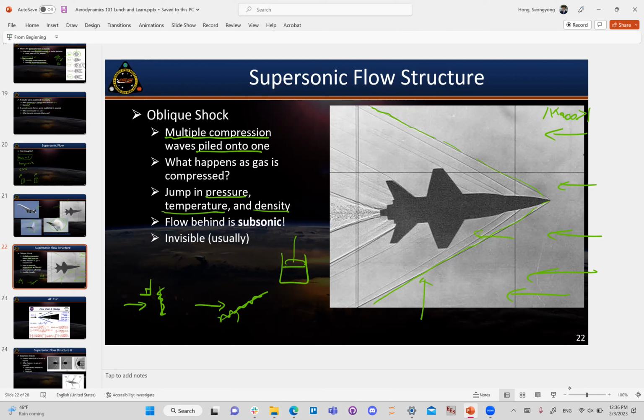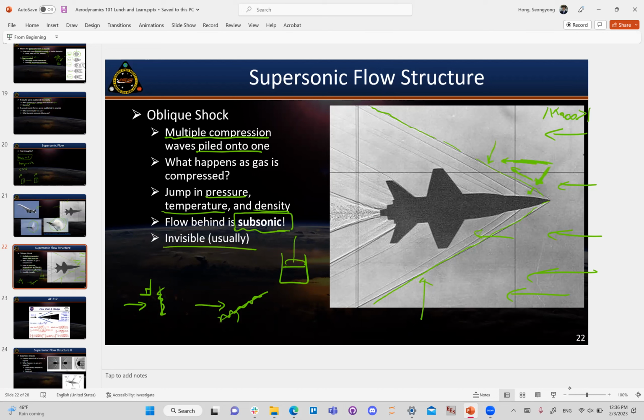And surprisingly, the flow actually turns, well, hang on a sec, this is not entirely accurate. Let's say your flow is flowing this way, and you split it up into a component that's normal and a component that's tangential. The component of the flow that crosses the shock wave is always subsonic. So a shock wave will turn a supersonic flow into a subsonic flow. The normal component, that is, will turn subsonic.